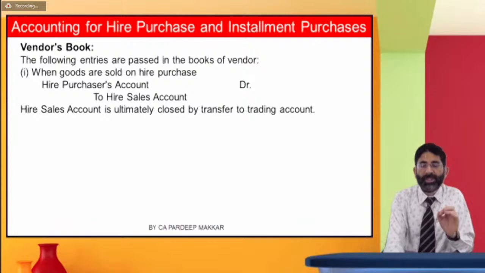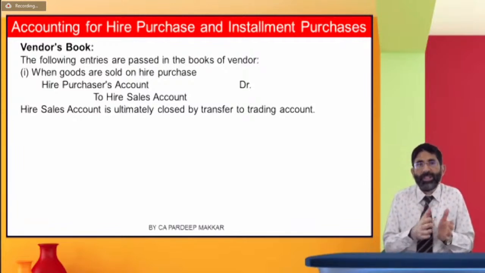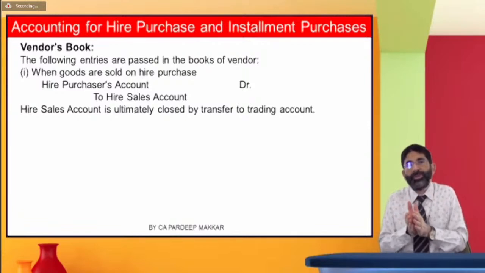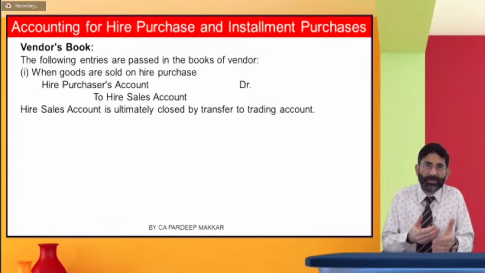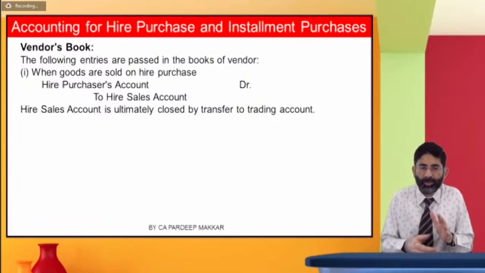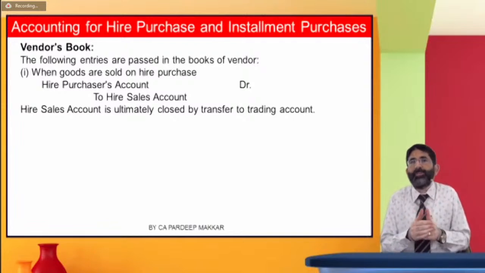Hire purchaser's account will be debited with cash price only, because interest is again a period income. In this case, interest is an income, but it is a period income. So sales is ultimately closed to which account? It is always transferred to the trading account. So in this case also, this sale will go to the trading account. There's no difference between a normal sale and a hire sale. This is just a description which has been added to it.